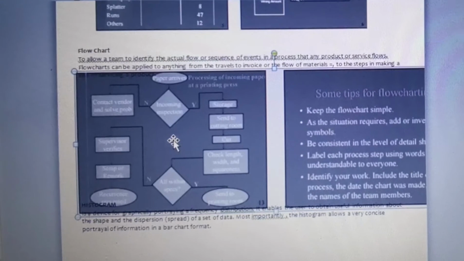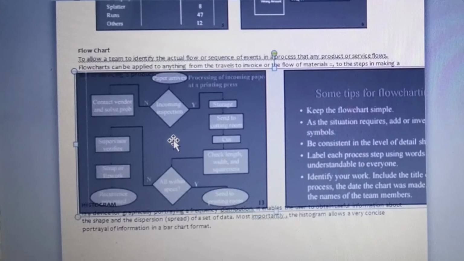So first, you will be using the oval shape, which is the start of the process: the paper arrives, and then the next is the incoming inspection. Yes or no? If yes, then proceed to storage, then to the next process up to the end. So you also have to take note of the corresponding shapes in the flowchart that you will use.